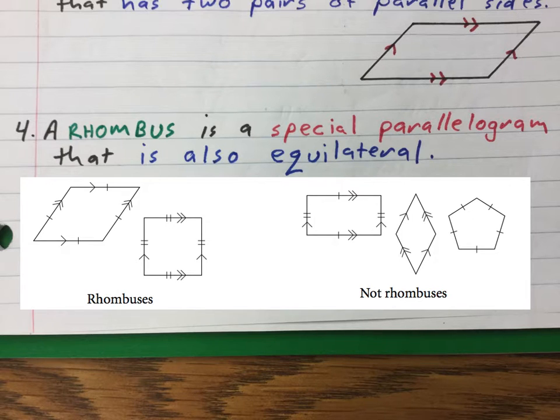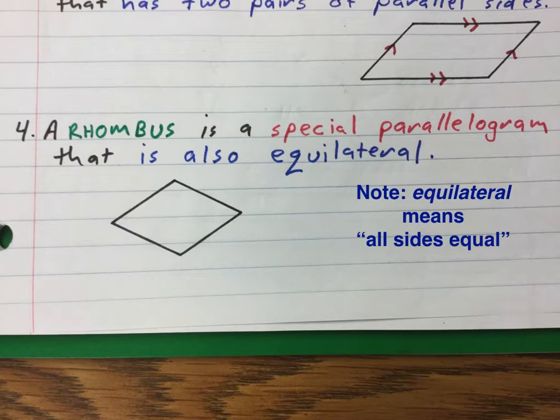Next, we have a rhombus. A rhombus is a special type of parallelogram that is also equilateral. Equilateral means all sides are equal. So right now, mark those sides as parallel, because it's a special parallelogram, and then also congruent.